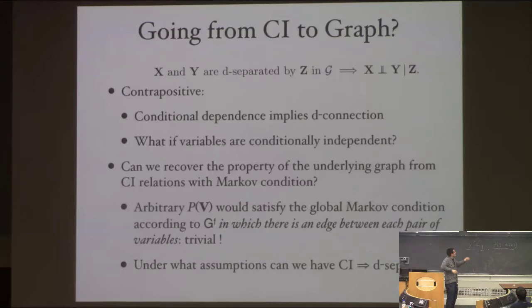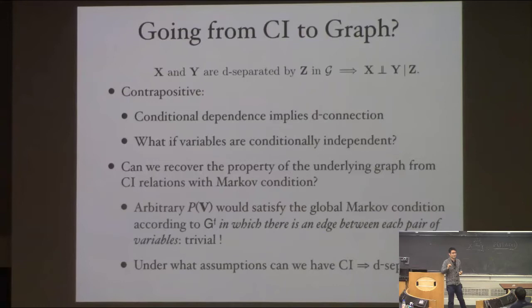Given this, you can see the contrapositive of this claim is that if they are dependent, then they are not d-separated, right? Then it's trivial to have a fully connected graph. This graph will always satisfy the Markov condition. Why? Because the graph does not say anything about independence. You observe independence, that can happen by accident, right? I do not tell you whether they are independent. You observe independence. This is not a violation of the Markov condition, right? So that means the Markov condition is not sufficient.